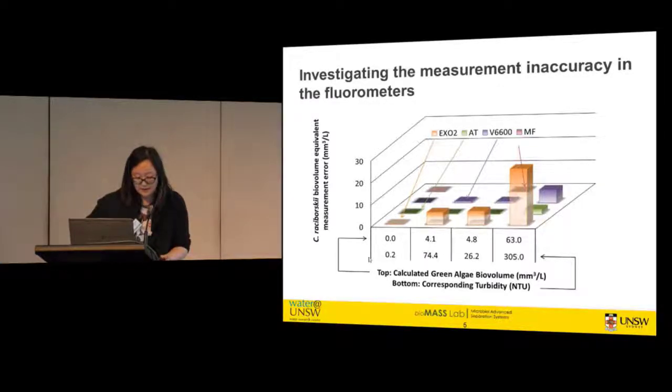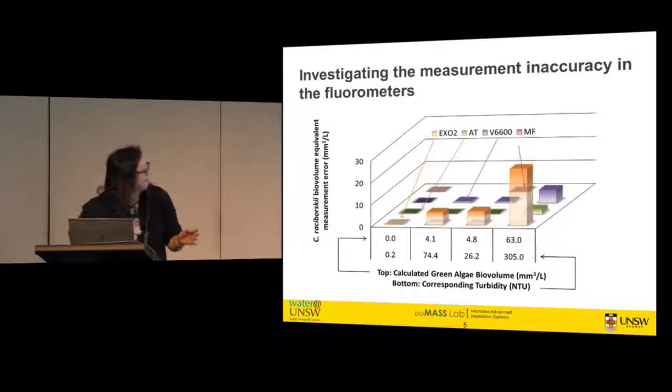On this axis, we have the measurement error. So this is the error shown by these different available probes, fluorometers. Ideally it would be 0. But as you can see, they're not all 0, and different fluorometers work differently. For example, this one has a huge measurement error when there are high concentrations of green algae and turbidity.